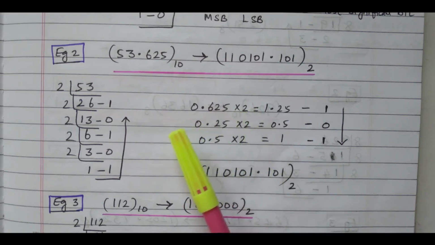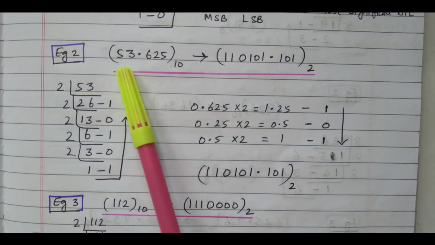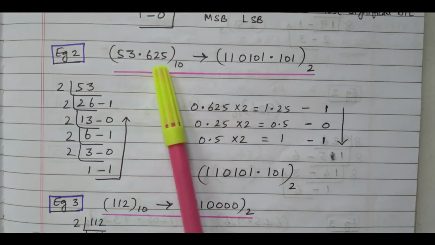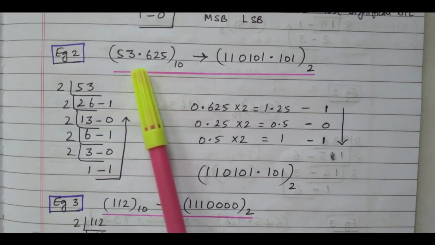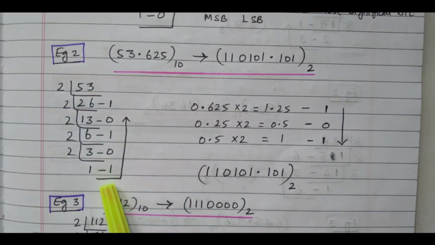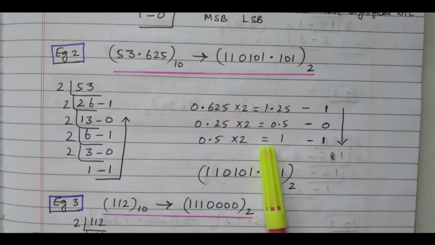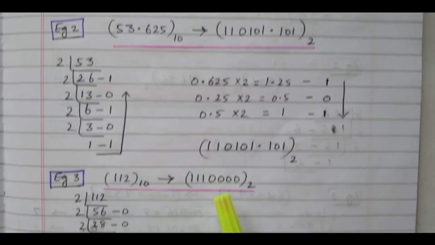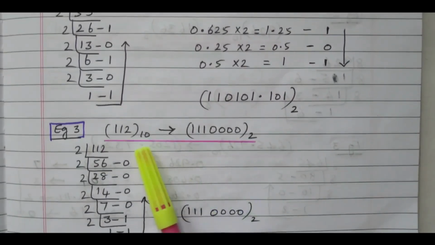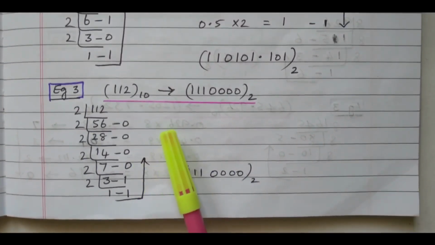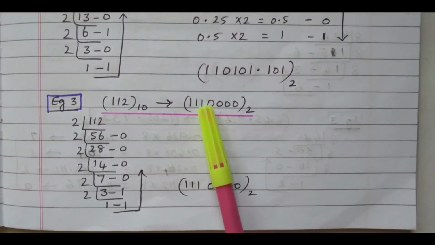So in this example 2, we discussed how to convert a decimal number having digits after the point, 0.625, very similar to the previous case. This 0.625 is converted by multiplying with 2. We write the first digit, and the remainders are again multiplied. Now we'll go to the third example, 112. The decimal number 112 should be converted into binary, right?